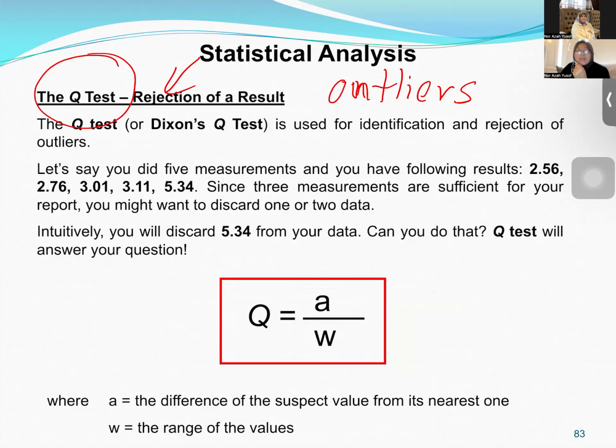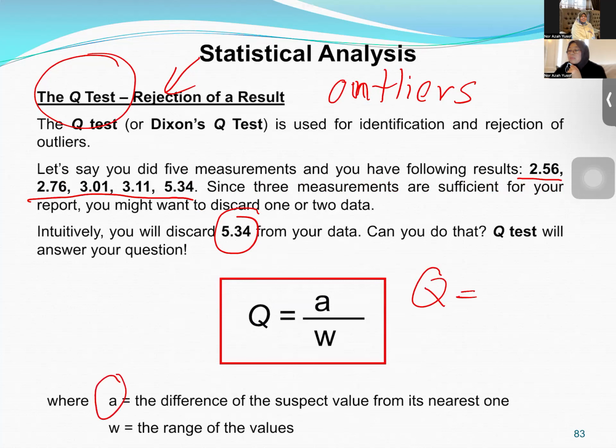All right. I think this is quite easy, and the Q-test will answer your question on how to exclude or accept data. So you have to identify the outliers first. You have to have sharp eyes. Just look at it, and you can see that 5.34 is the outlier. So whether you need to remove or accept it, this is the basic one.